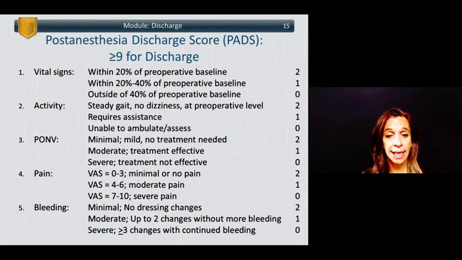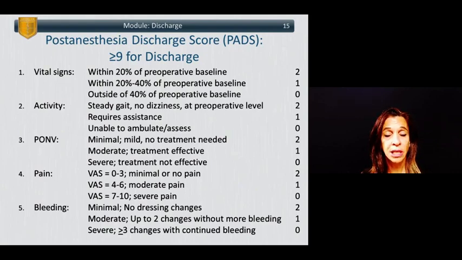If one has a steady gait and no dizziness, or they have returned to their preoperative level in a patient who perhaps was wheelchair bound or paralyzed, they get a full 2. If they require assistance that they did not require coming in, they get only a 1. If they are unable to ambulate or unable to be assessed, they get no score.